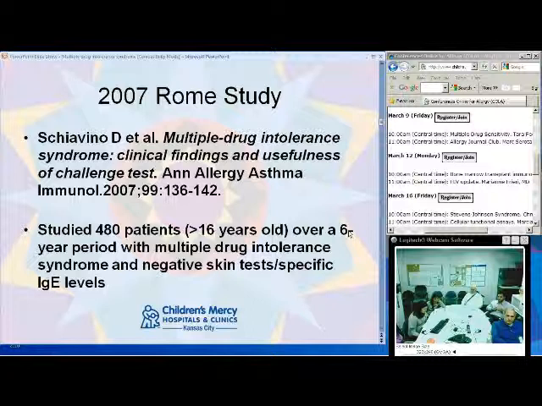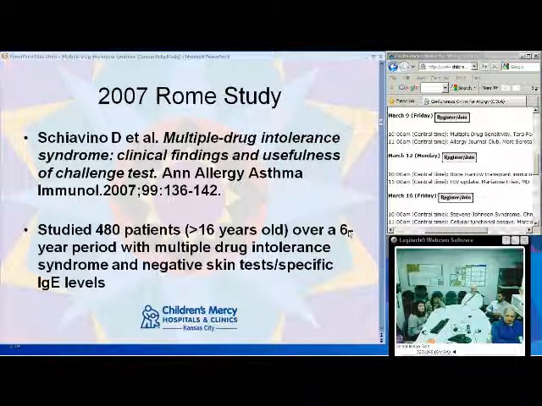This is one of the older studies I could find, and then we'll finish up with a recent study from the Annals. The first one I'm going to talk about is a study that was done in Rome in 2007. It's called Multiple Drug Intolerance Syndrome, Clinical Findings and Usefulness of Challenge Testing. They found 480 patients, all over 16 years of age. They looked at them over a six-year period, and they found that they had multiple drug intolerance syndrome.